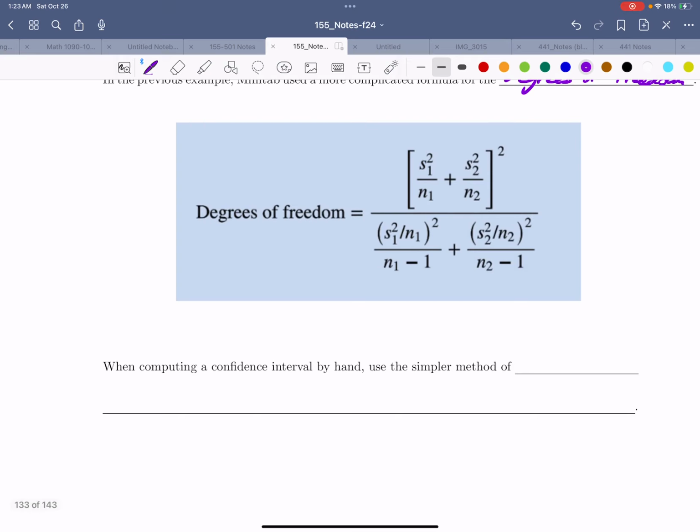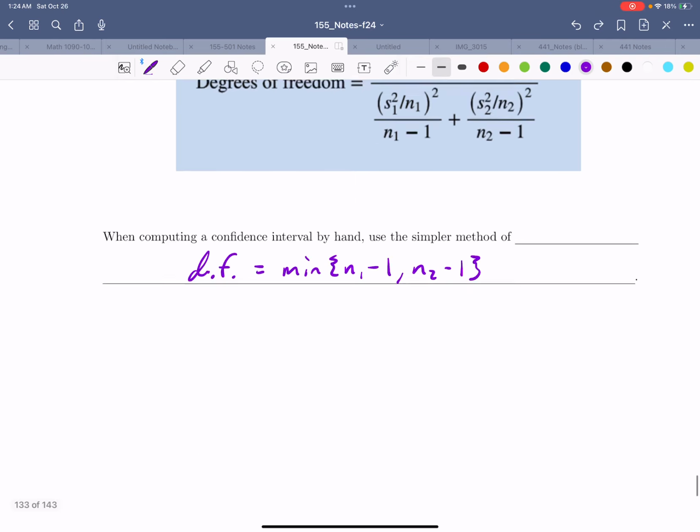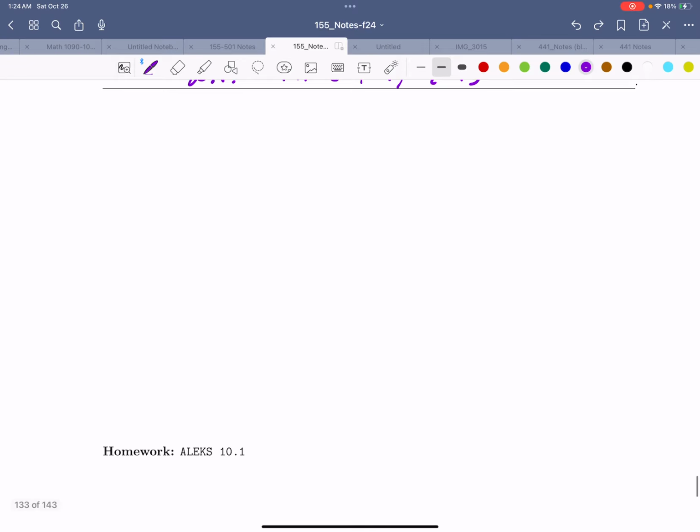So when we calculate things by hand, we use the simpler method: degrees of freedom equals the minimum of N1 minus 1 and N2 minus 1, whichever of those is less. But, again, technically speaking, it's really this. But who wants to do that by hand, right? So that's what we've got for today.